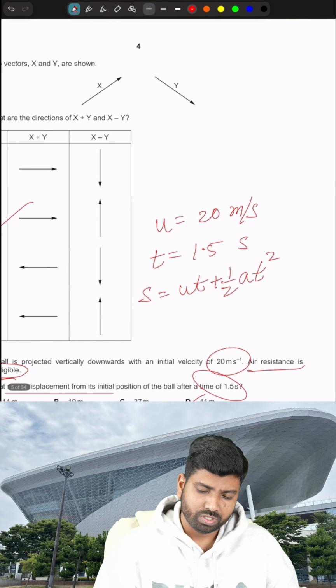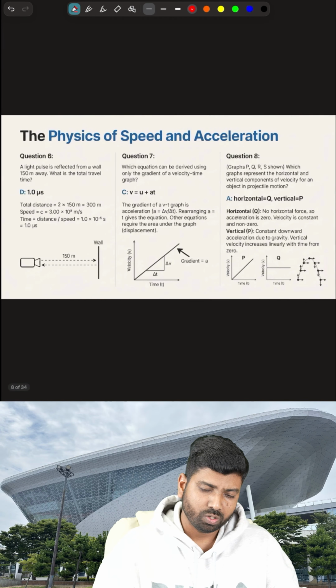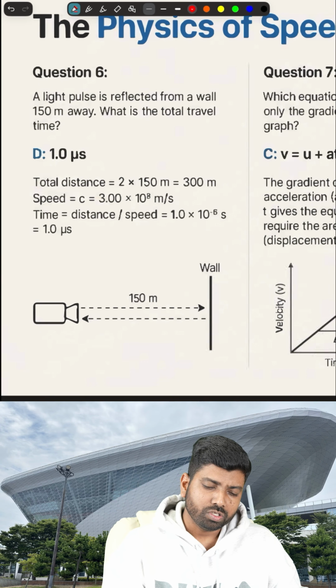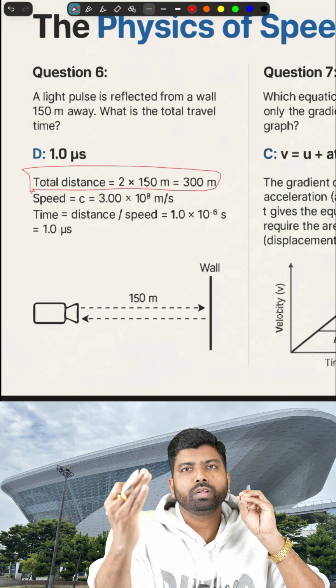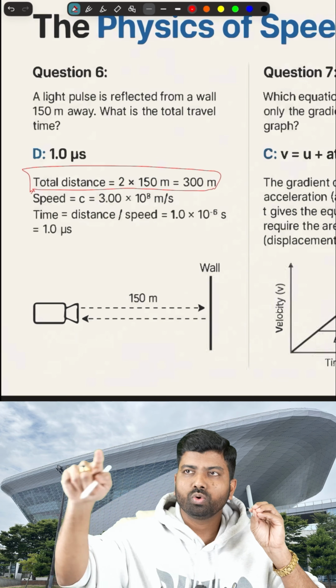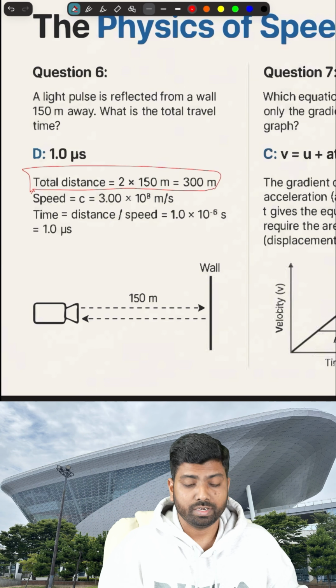Question number 6, where is my question number 6? Yes, it's here. The total distance is 300 meters. Is it clear to all? Because the light will go from the device to the wall, and again from the wall to the device, the total distance is twice the distance, 300 meters.